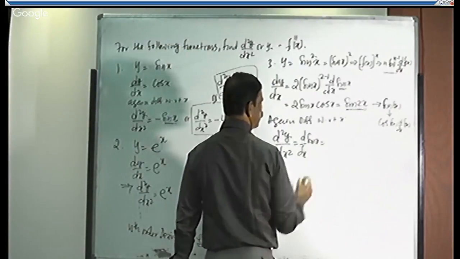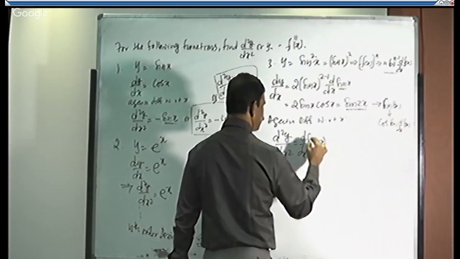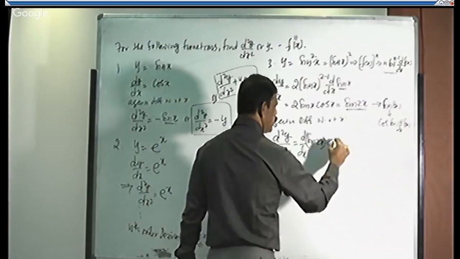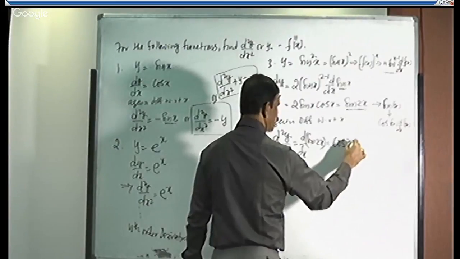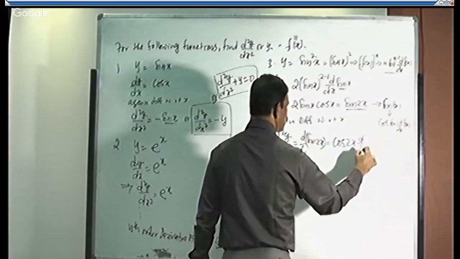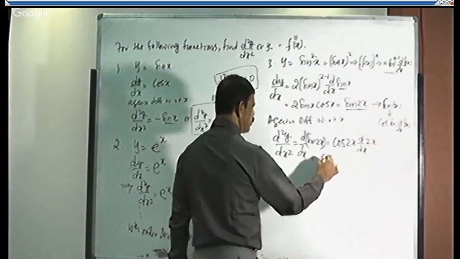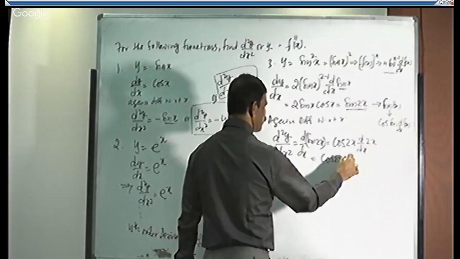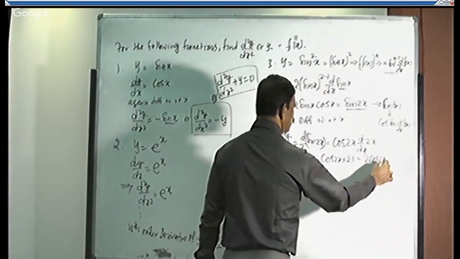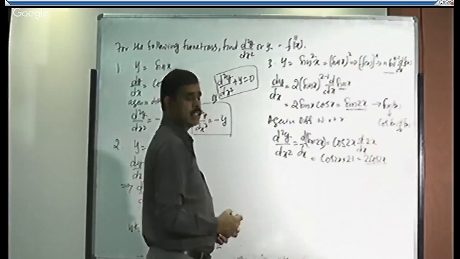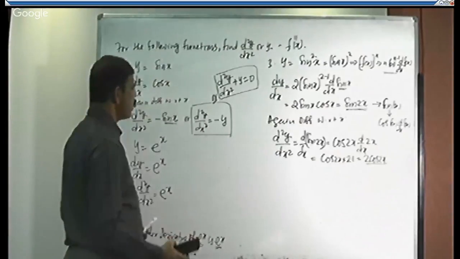Then, according to that, d by dx of sin 2x is equal to cos 2x. Differentiation of sin is what? Cos 2x. Cos function into d by dx of function. It is 2x. Or it is equal to cos 2x into differentiation of 2x is 2 into 1, which is equal to 2 cos 2x. This is second order differentiation of what? Sin square x.